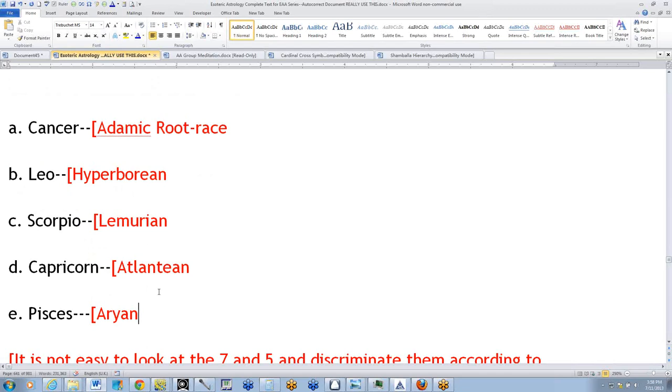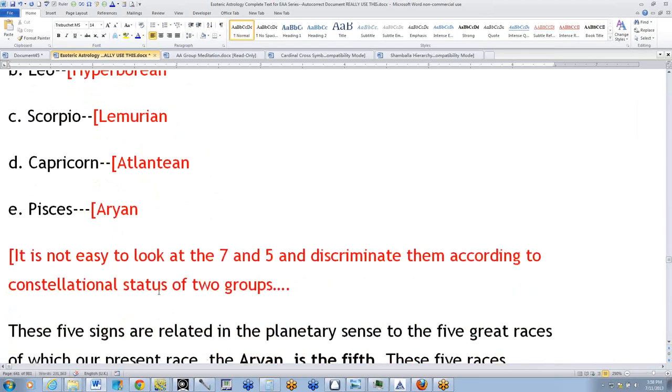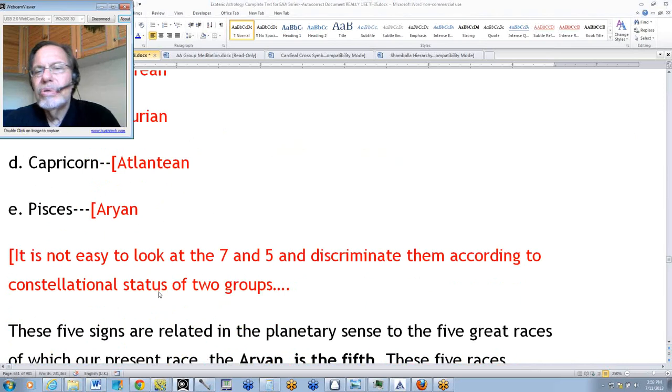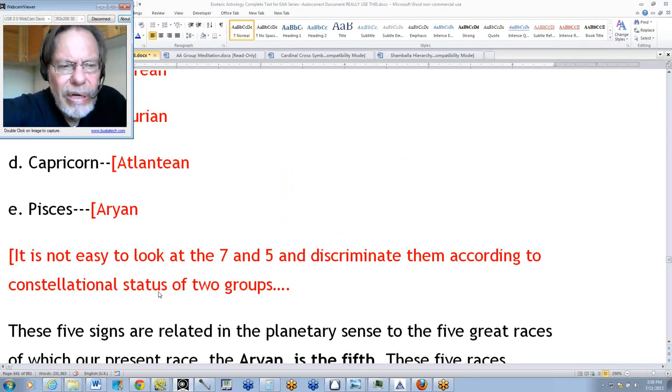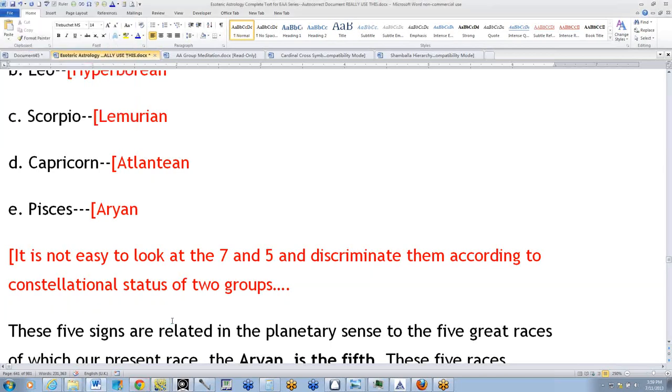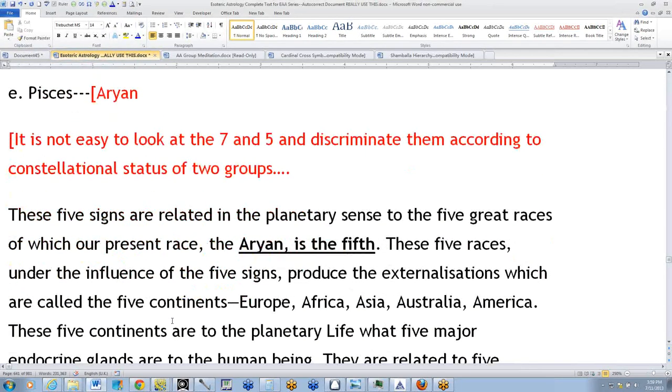We don't know so much about the Adamic root race and the Hyperborean race. HPB tells us something about the forms that were used in those root races and their method of reproduction, which was not through the division of the sexes, but through some kind of budding process, and there was a hermaphroditism there as well. But anyway, these 5 signs are related in a planetary sense to the 5 great races of which our present Aryan race is the 5th.